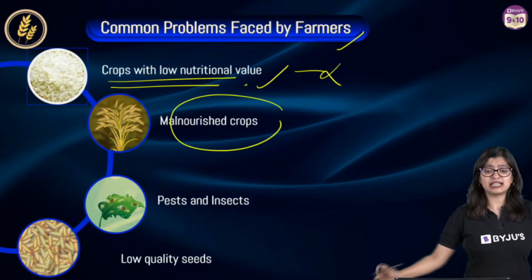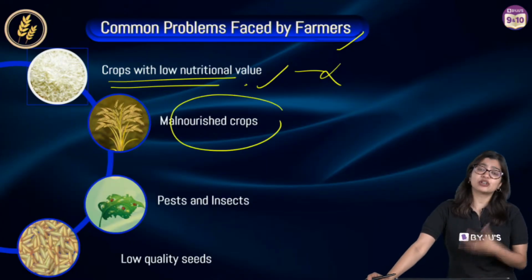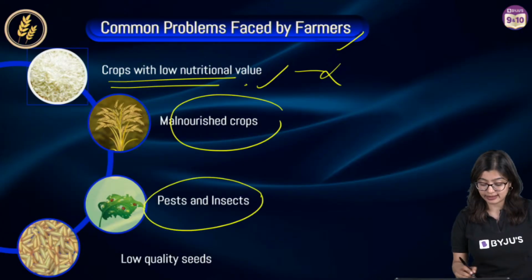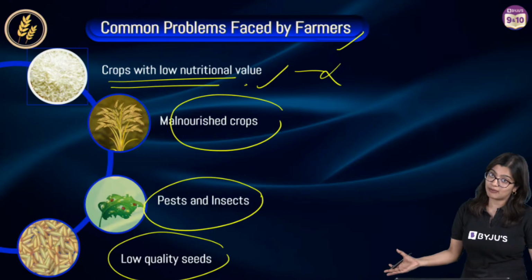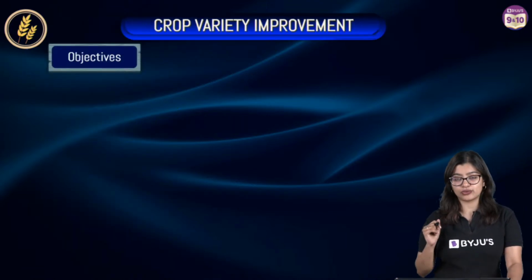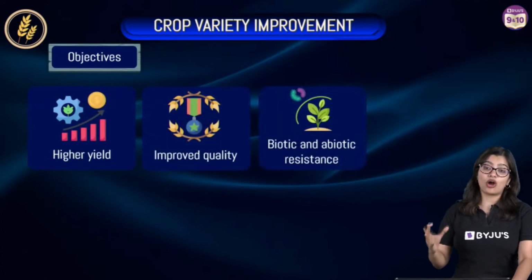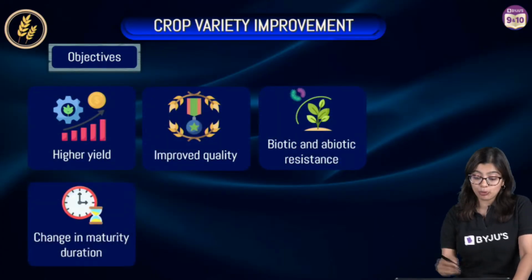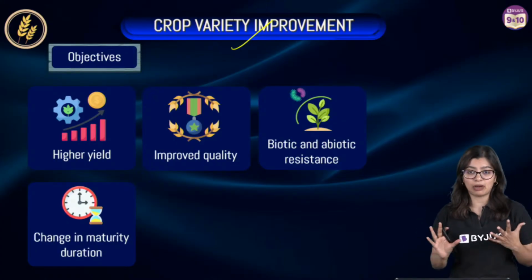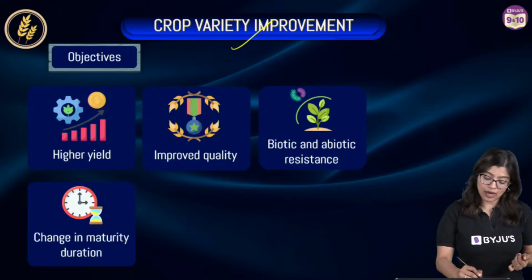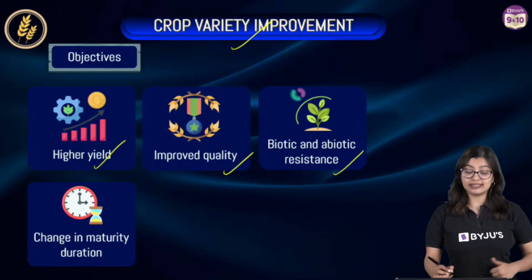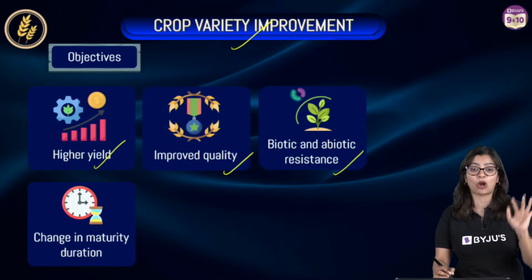Sometimes crops don't grow properly because they don't have enough nutrients within them, or they get attacked by pests and insects, or the quality of seeds that come from a particular plant is not good enough. So how do we tackle all of this? Our objective is to improve the variety of the plant, so that all my plants are growing in number, the quality is very good, and it is able to fend off any sort of problems.